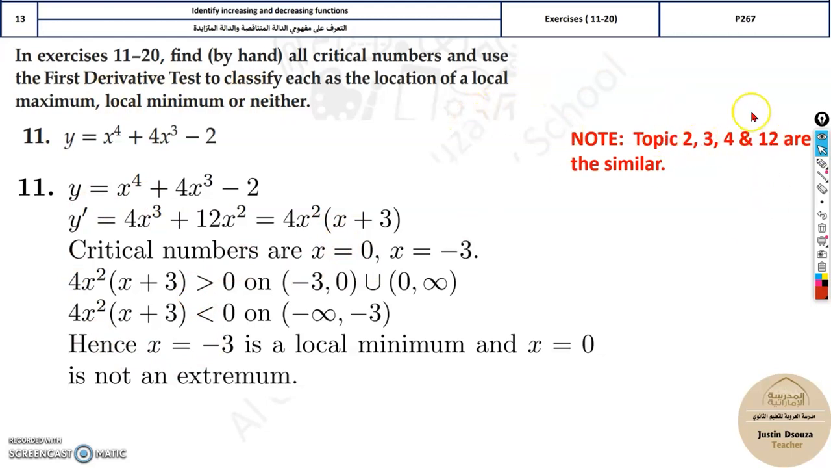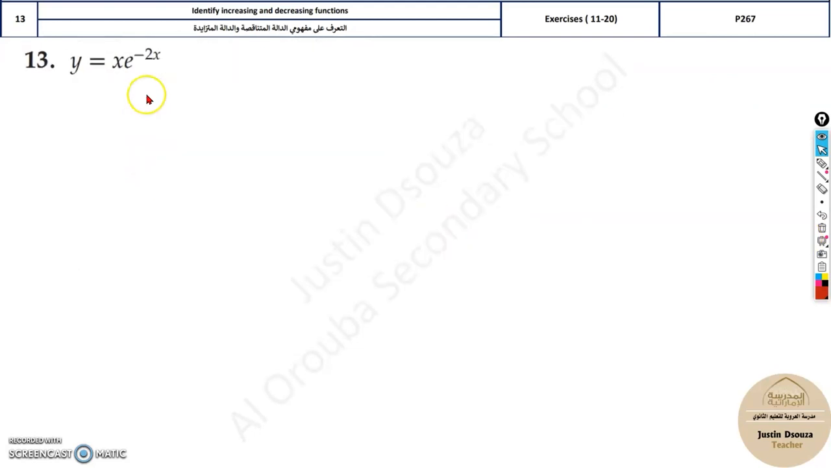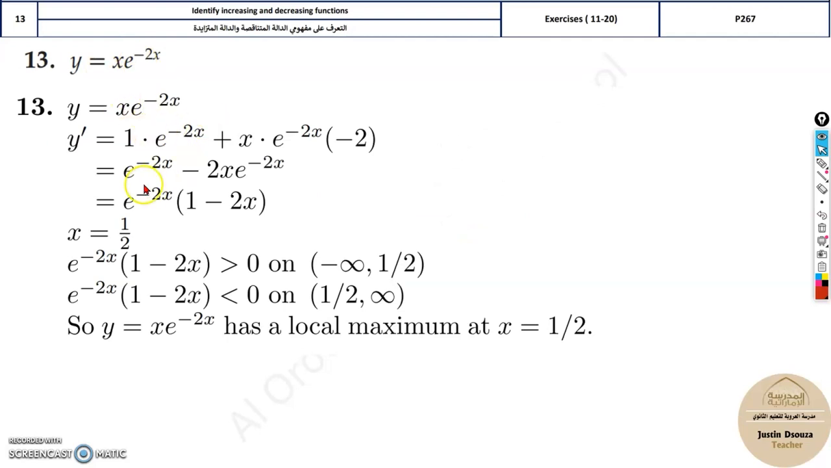So please watch the previous videos and you can easily know how to graph as well. Similarly, you can try the other problems. Now over here also, the only thing is finding the derivative. Over here you need to use the product rule. Find the derivative and then do the test.